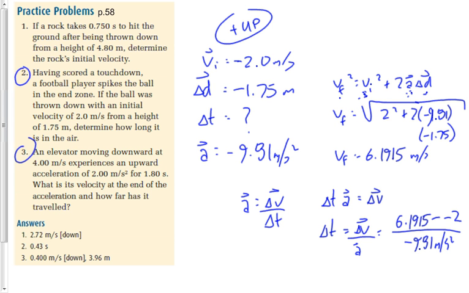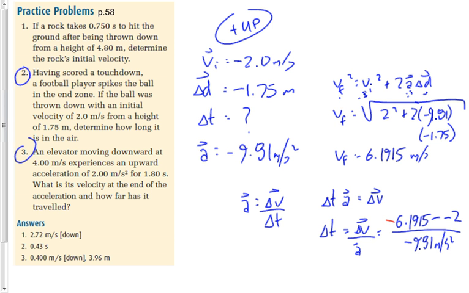Yes. Good observation, Stephanie. Good observation. The 2 should be negative because it's a downward velocity. And acceleration involves velocity, a vector. It should be negative 2. But the 6.1915 should be negative as well because it's downward as well.